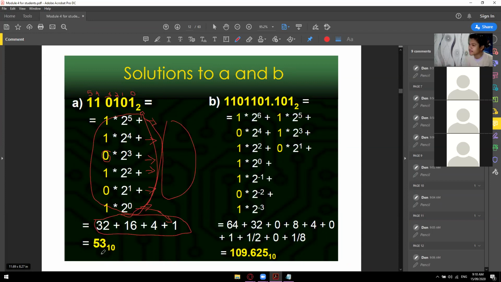Okay, so any other question? Alright, so habang hinihintay ko yung iba, kung may mga katanungan pa, proceed tayo sa letter B. Okay, so 1101101. Same process tayo. Okay, same lang ba ito? 1101, 1, and then, okay ba?